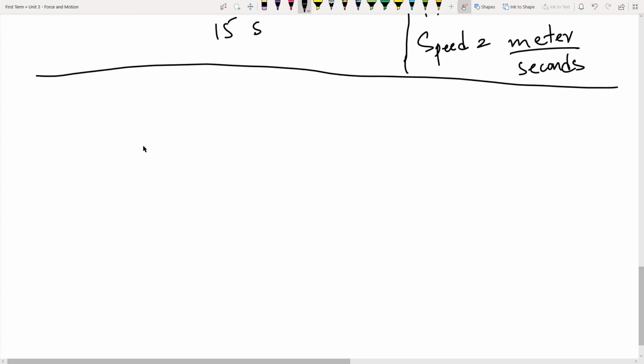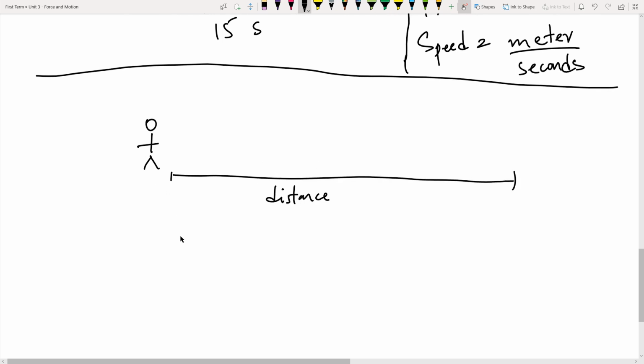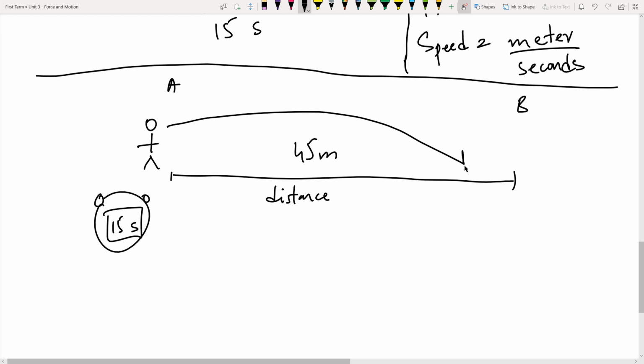Now let's look at this idea. There is a person, I'm just going to make a sticky man. He's going to move a certain distance. This is the distance, and we see the digital stopwatch with the buttons on it giving 15 seconds, and the distance is 45 meters, from point A to point B. This is how we understand what speed is: how fast this person went from here to here. The speed is distance divided by time.